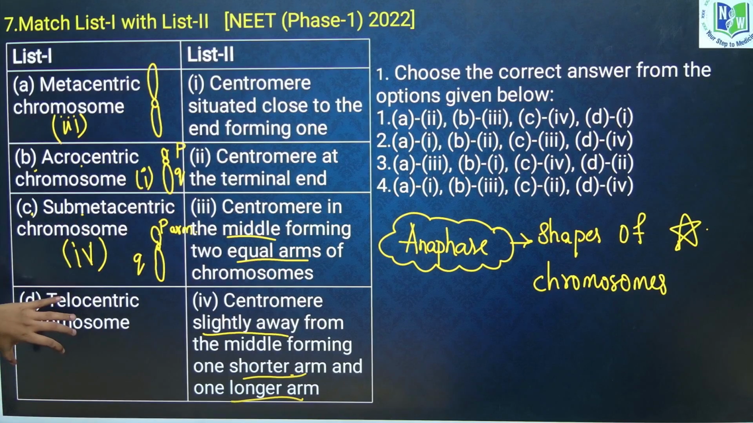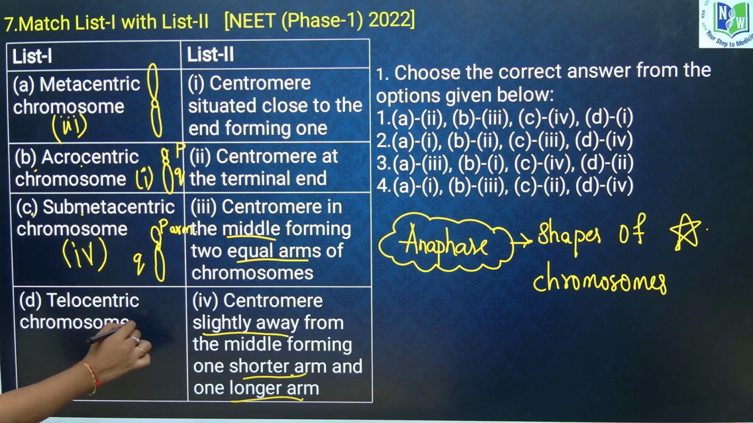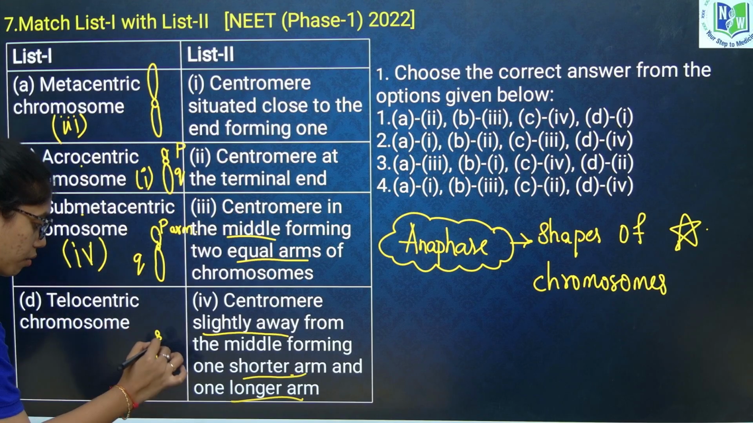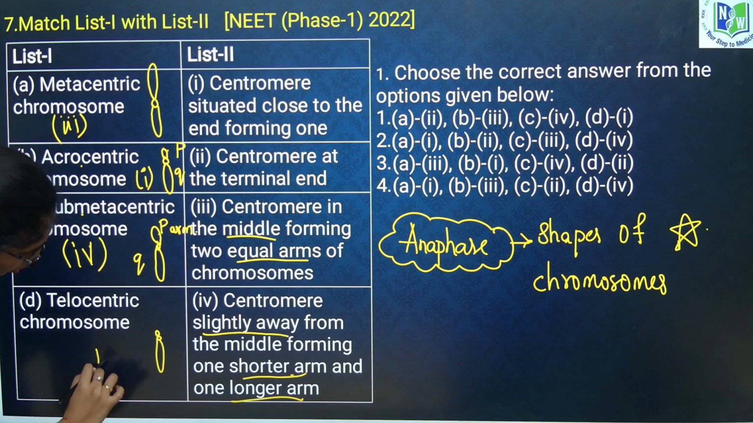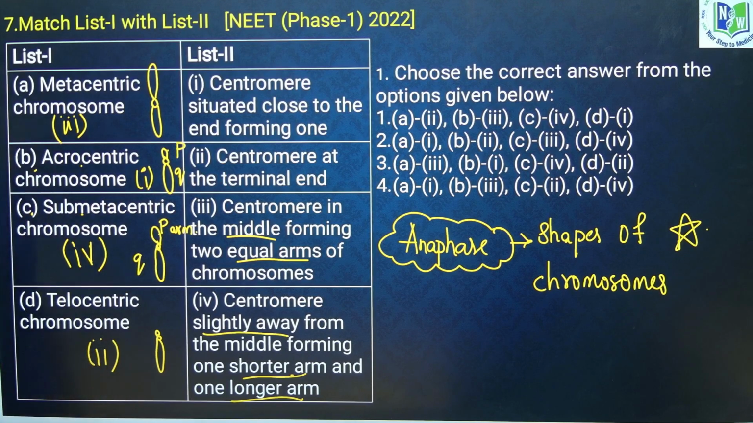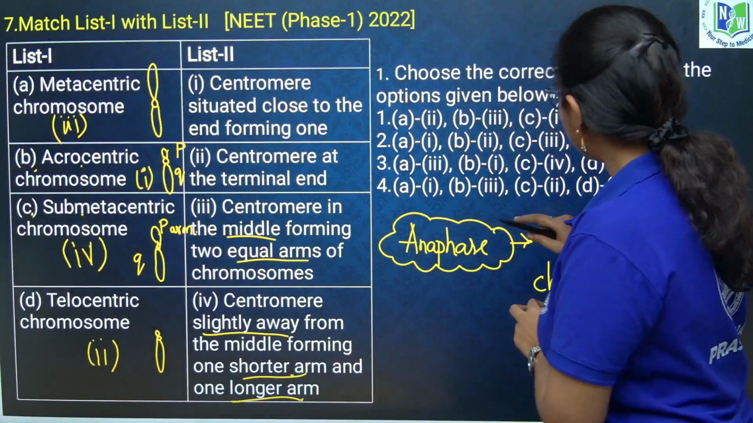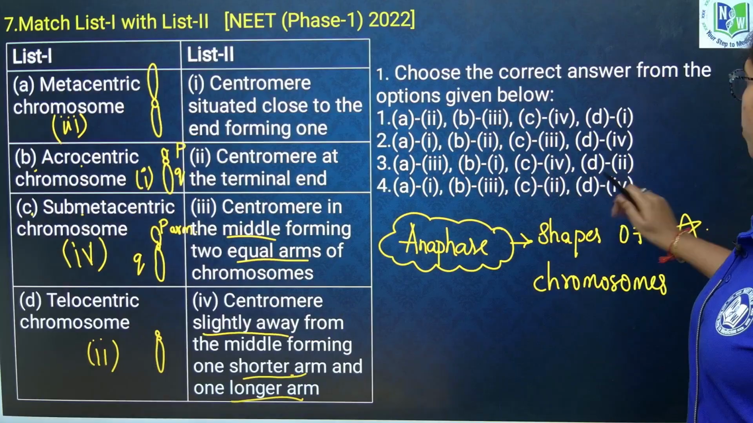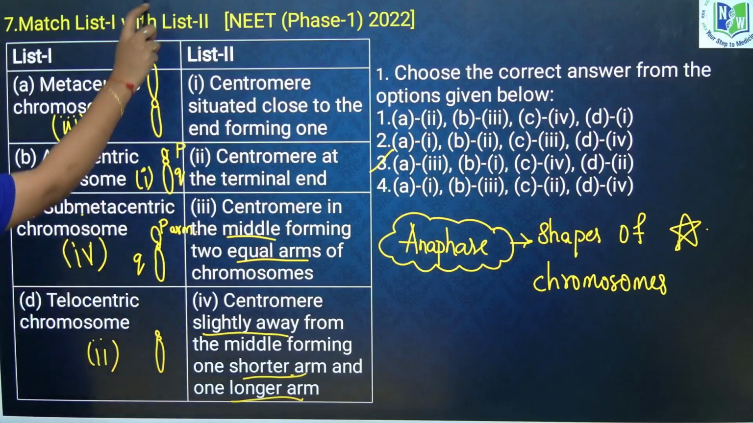Next, telocentric. Centromere is at the terminal end where the other arm is not visible; you will find only one arm of the chromatid. Here the option will be 2. Then what will be our answer? A3, B1, C4 and D2. Option 3 is the correct answer.